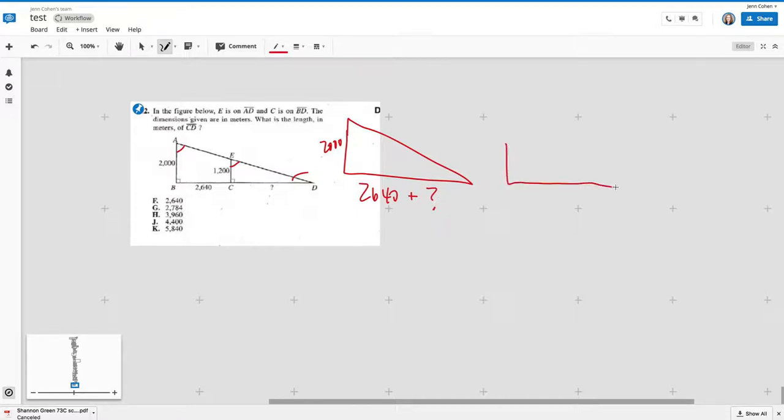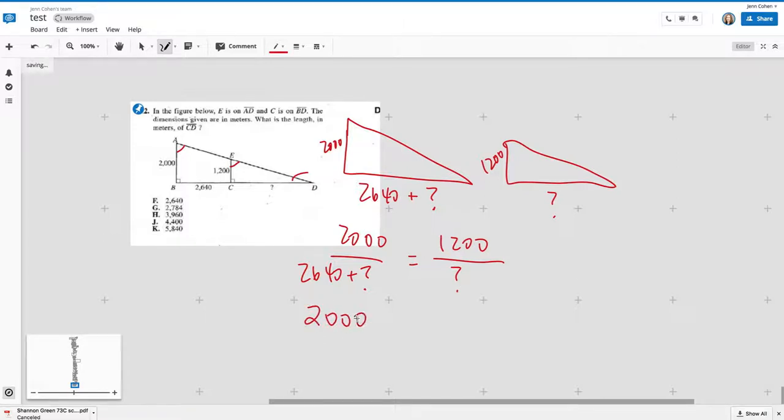The smaller one: this side is 1200, and this side is the question mark. So you'll set up a proportion to solve. The short leg, you'll put those both on top so they're corresponding to each other, over the long leg, over the question mark, and then you can just cross multiply and solve. So that'll be 2000 times the question mark equals 1200 times 2640 plus the question mark.